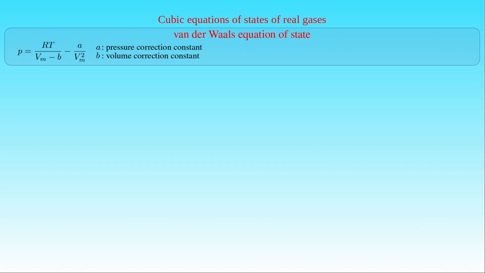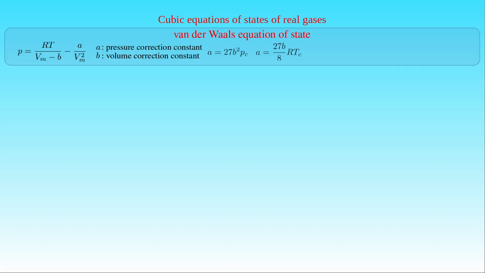The first relation tells us that the pressure correction constant A can be written as 27 times the square of the volume correction constant B, times the critical pressure Pc of the gas, and the second one states that A is given by 27 times B over 8, times the gas constant R times the critical temperature Tc of the gas. If we express the constant B from the first relation and substitute it into the square of the second one, then we obtain A in terms of the critical constants, which can be inserted into the first relation to express B in terms of the critical constants.